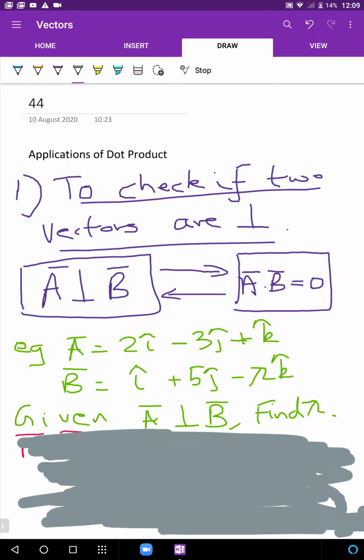I'm telling you कि A bar is 2 I cap minus 3 J cap plus K cap. I'm telling you B bar is I cap plus 5 J cap minus lambda K cap. Okay. So B bar का जो K cap component है, that's unknown. So lambda K cap है. Given that A is perpendicular to B, please find lambda. Given A is perpendicular to B, find lambda. To see how you would do this question. Very nice. Mind the sign, huh? Just mind the sign.